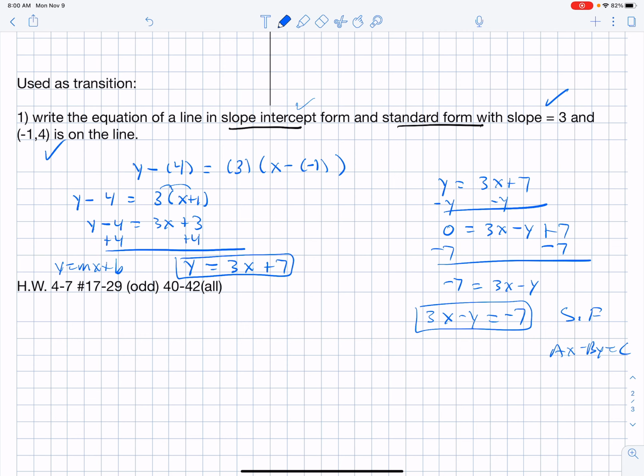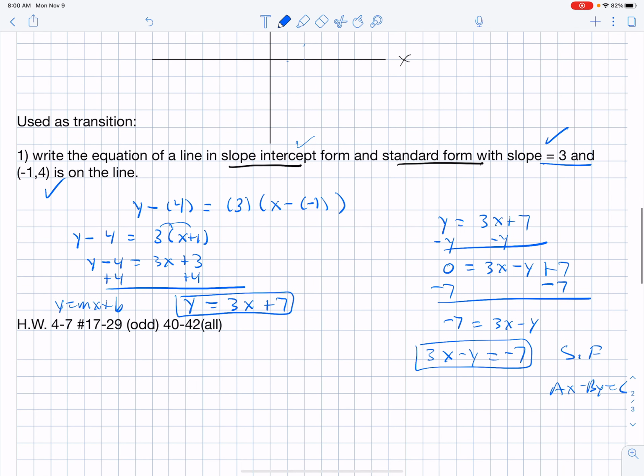Point slope, we can go from, if they give us, again, what was our key? They gave us a slope and they gave us a point. So we put it in point slope. Then we rearranged it to slope intercept, and then we can rearrange it to standard form. All right? So that's the last one, and we've almost finished the chapter.